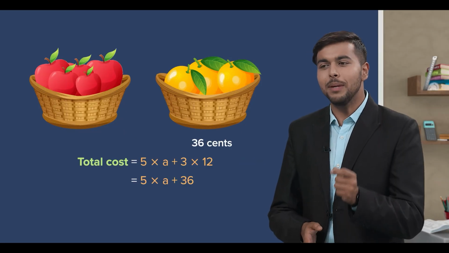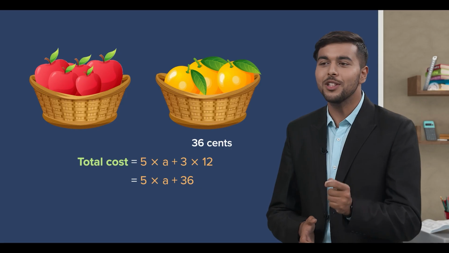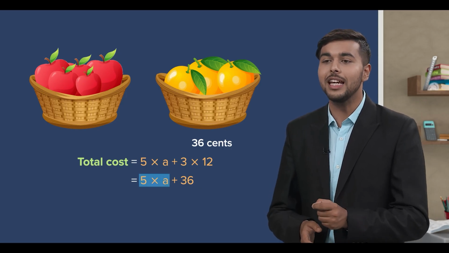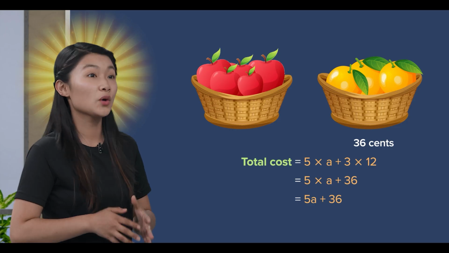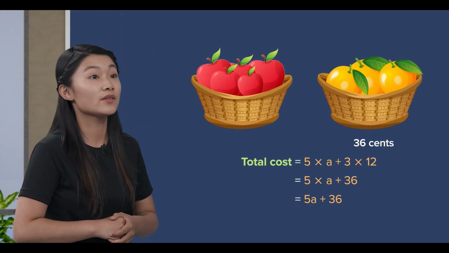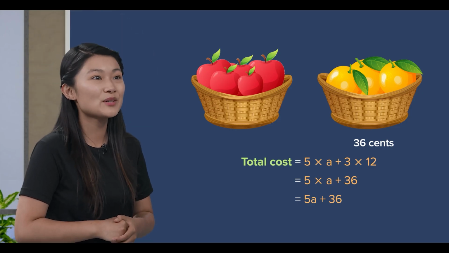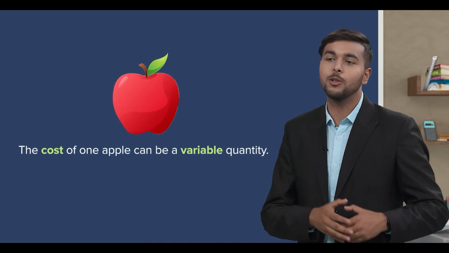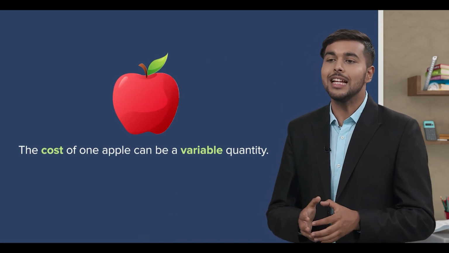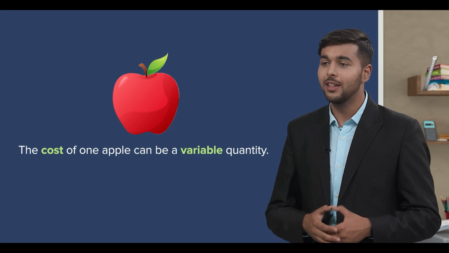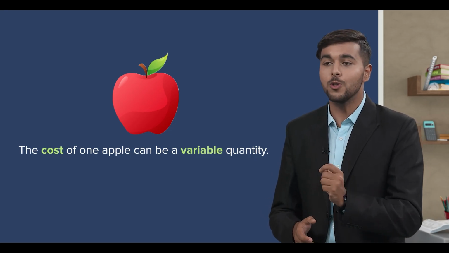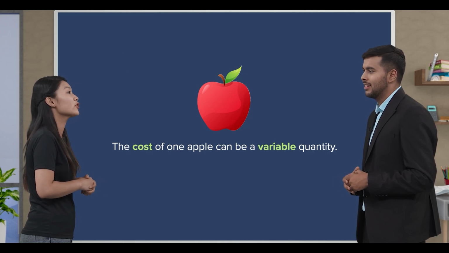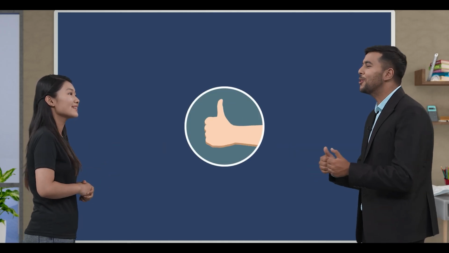Indeed. And we can make this look even neater by using one of the rules of algebra, which allows us to write 5 times A as 5A. Okay. And when we are given the cost of the apples later, we can finish the sum, right? Yup. The cost of one apple could be a variable quantity. It could be 10 cents today and 12 cents tomorrow. Hence, the total cost would also be variable. Oh, so that's how and why generalized numbers are represented with letters. Yep, you got it right.